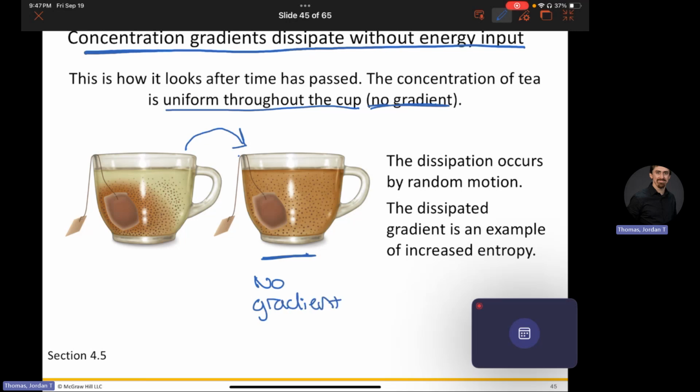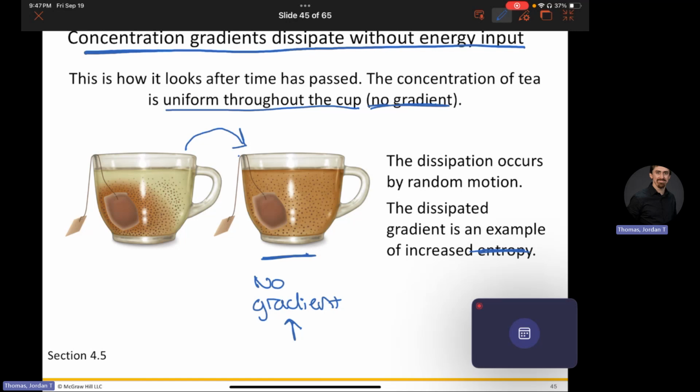The dissipation occurs by random motion. So this gradient going away happens by random motion. The dissipated gradient is an example of increased entropy. I'm not going to have you worry about that term. We're not going to worry about it.